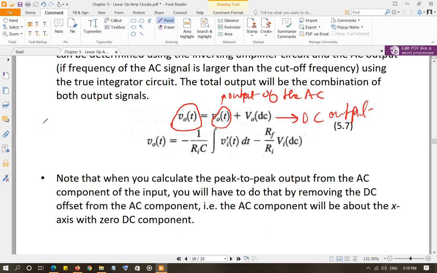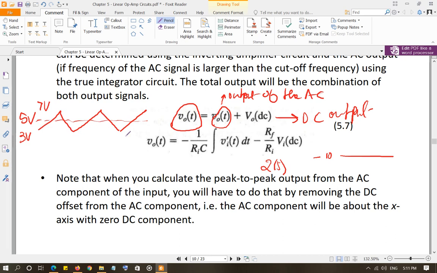So for example, if your input is, let's say, this, and it is offset by 5 volt and it is going to 7 volt and 3 volt, right? So 5 volt is the average value of that. This is the DC component. So for 5 volt, you are going to take RF over R input. Let's say RF over R input is 2. So it's going to be 2 times 5 volts. The output voltage is going to be centered at negative 10 because of this negative, right? Negative 10.